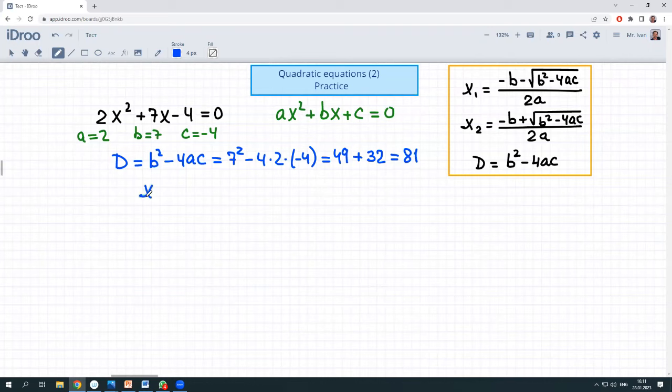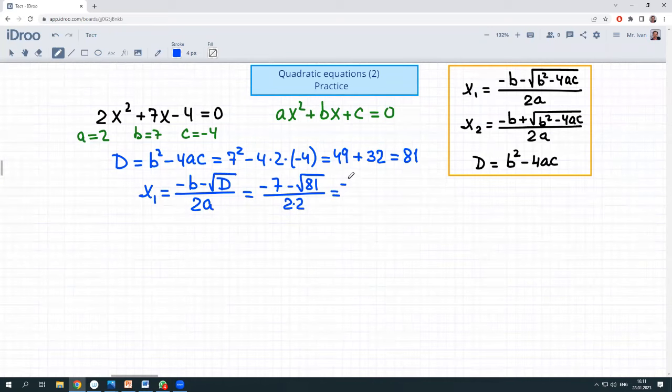And then x sub 1 is equal to negative b minus root of d, divided by 2a, which is, in its turn, negative 7 minus root of 81 divided by 2 times 2, which would be negative 7 minus 9 divided by 4. Negative 16 divided by 4 is negative 4.